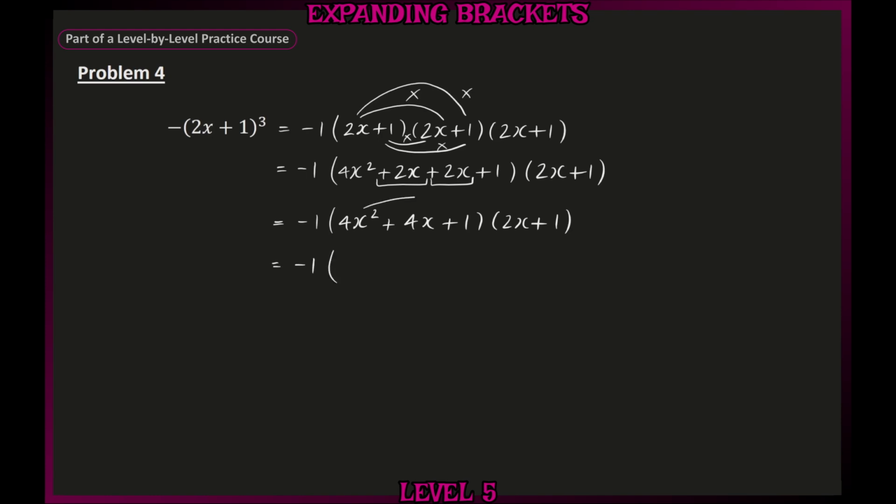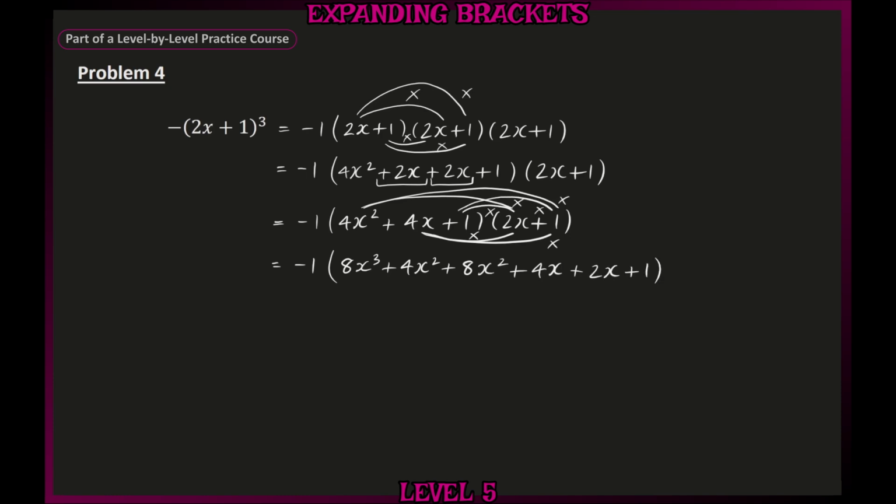So we have 4x squared multiplied by 2x, or 4 times 2 is 8, and x squared times x is x cubed, so we get 8x cubed. 4x squared multiplied by 1 is just plus 4x squared. Moving on to the 4x, we have 4x multiplied by 2x, so 4 times 2 is 8, and x times x is x squared. And we also have 4x multiplied by 1, which is just plus 4x. Finally, we can multiply the 1 by 2x, which gives us a plus 2x, and the 1 times 1, which is plus 1.